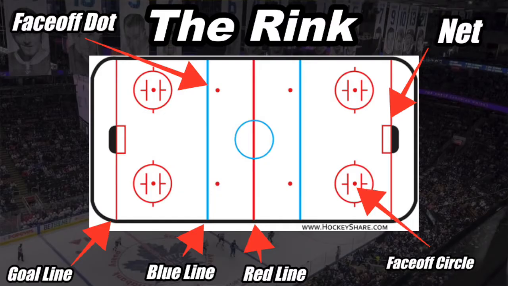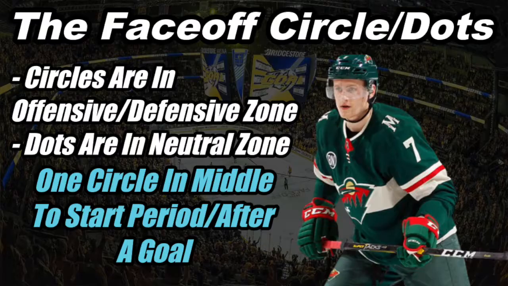You have the red line in the direct middle, the blue line on each of the sides, you have the goal line on each side of the rink, you have 2 nets labeled, and then you have face-off dots and face-off circles. The 4 circles on your screen are usually the face-off circles. When a goalie makes a save on the left end, they'll go face off on the left face-off circle. If a goalie makes a save on the right circle, they'll go face off on the right circle.